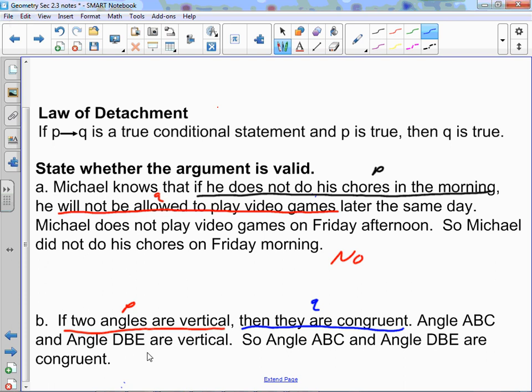Angle ABC and angle DBE are vertical, so angle ABC and angle DBE are congruent. It tells us that angle ABC and angle DBE are vertical, which is based on the P portion, the hypothesis portion: if two angles are vertical. These two angles are vertical. So if you have vertical angles, then this result, this Q, has to happen. So we know that this has to be true. So angle ABC and angle DBE are congruent. So this would be, yes, that is a valid reasoning.